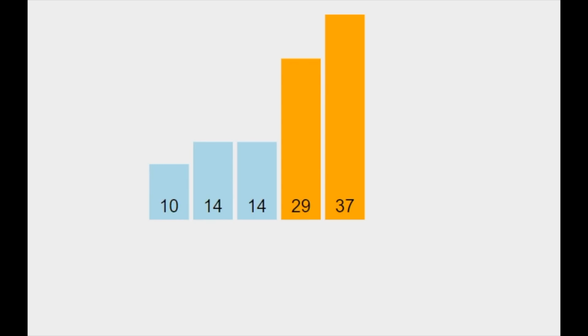Now again we start with the 0th index where we compare 10 and 14. There is no swapping done because the condition 10 greater than 14 is false, and here also. So we can see that these elements are sorted and no more comparisons are done because the list is already sorted now. Let's see the steps to code the bubble sort algorithm.